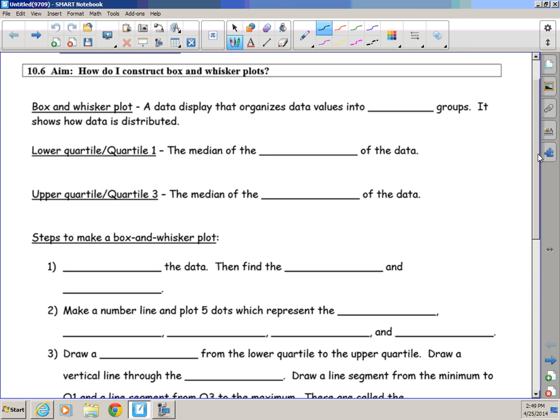Like anything, it's much easier to see the data represented in some sort of visual schematic, like a pie chart, a bar graph, a box and whisker, as opposed to laying out all of the data for somebody. So a box and whisker is a data display that organizes the data into 4 groups, okay? Hence why we had the quartiles. As we talked about, the Q1, or lower quartile, is the median of the lower half of the data, and Q3 is the median of the upper half.